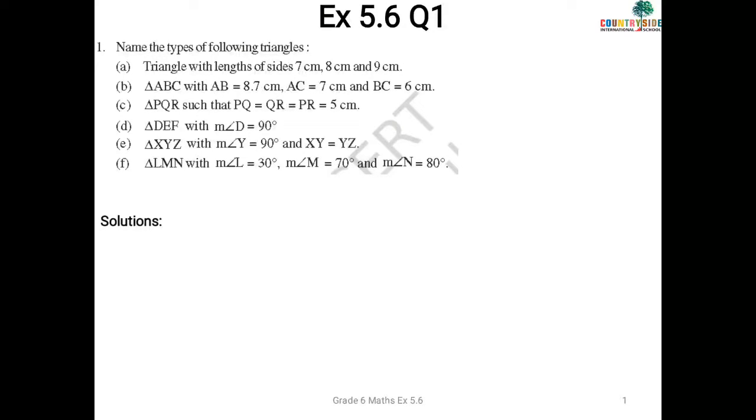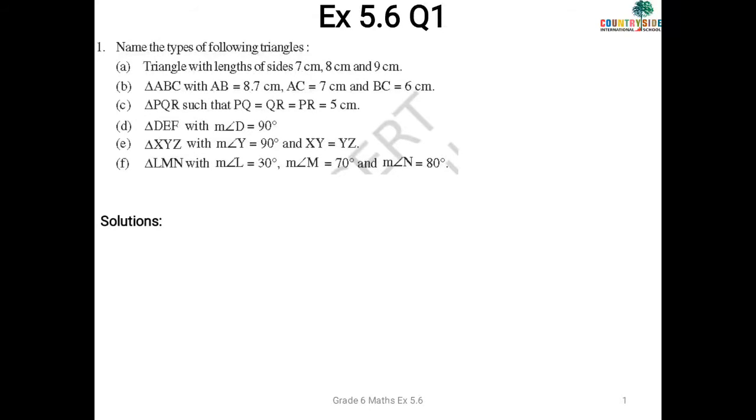So scholars, now we are going to start with exercise 5.6, and this is the easiest exercise from this chapter. And I know my scholars are so intelligent, they can solve this exercise in just a few minutes. Okay, so now let's start from question number 1 from exercise 5.6. Question number 1 is, name the types of the following triangles.